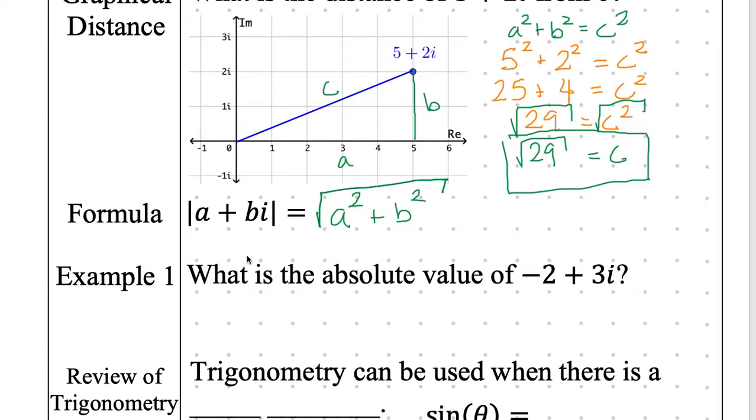Let's come back here to example number 1. Show me, all of you by yourselves right now, show me that you can find the absolute value or the magnitude of -2 plus 3i. Show me now. Do it on your paper. All right, so absolute value of -2 plus 3i.